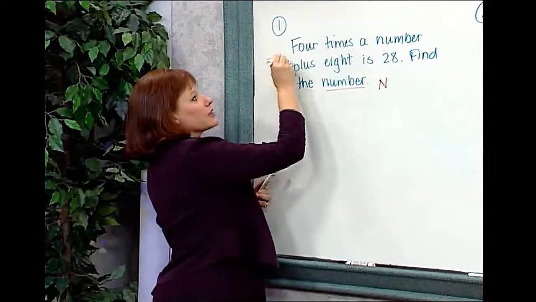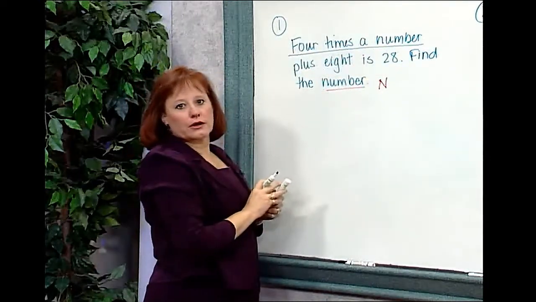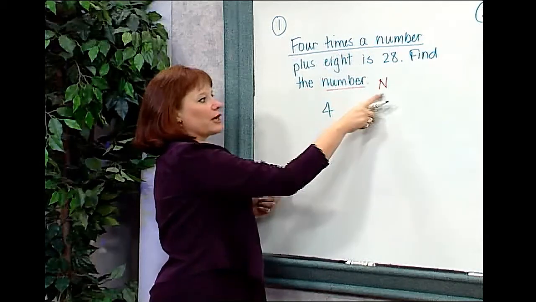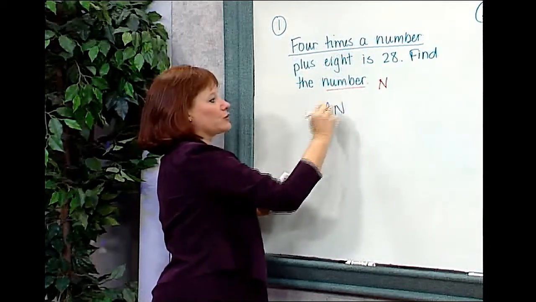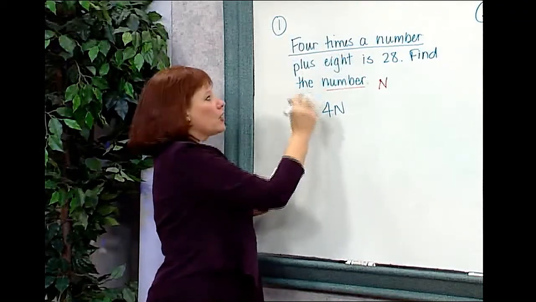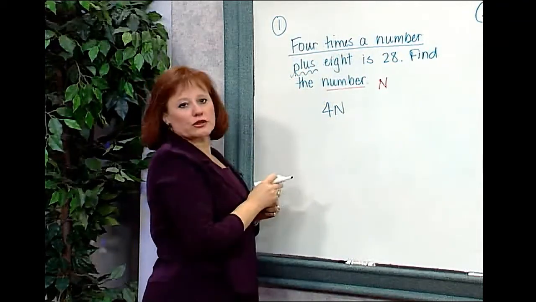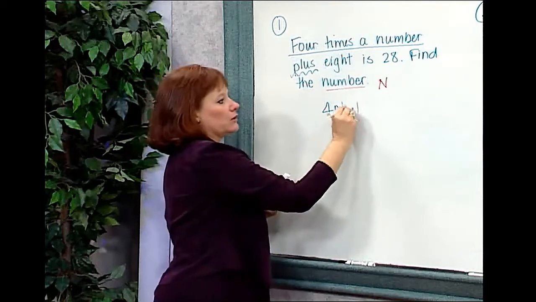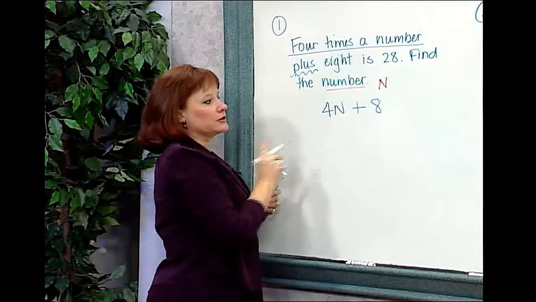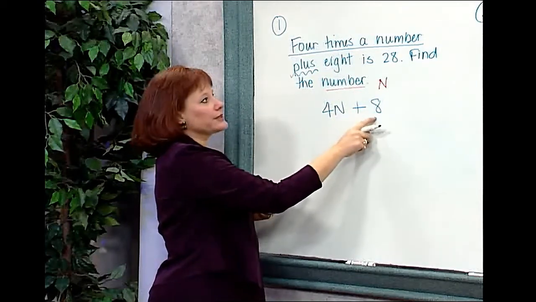The first thing says 4 times a number. If you imagine writing that in mathematical symbols, we only have to say 4 times n, which is the variable that I've chosen to represent my number. 4 times a number. The word plus is a word you've known for a long time. It's an easy symbol. We'll just put the plus symbol in. Plus 8. So I have 4 times the number plus 8.